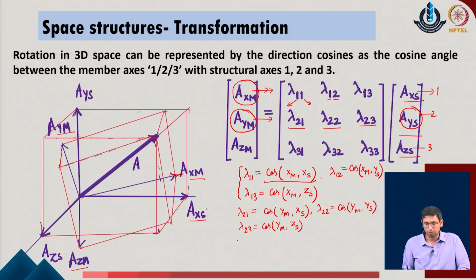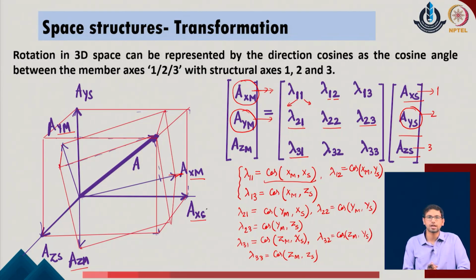Now, at the same time I can move to the z of m, the third coefficients, and that could be defined as lambda of 3 1. I write it as cosine angle between the z of m and x of s. Lambda of 3 2, I can write it as cosine angle between z of m and y of s, and finally lambda of 3 3, I can write it as cosine angle between z of m and z of s in the given system. Right. So, this is the understanding, the way we look at the direction cosines of the given system.